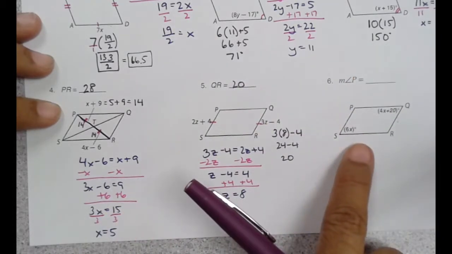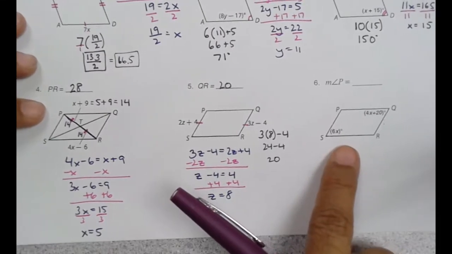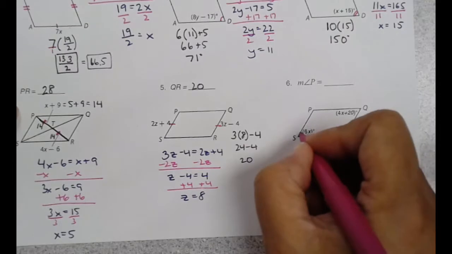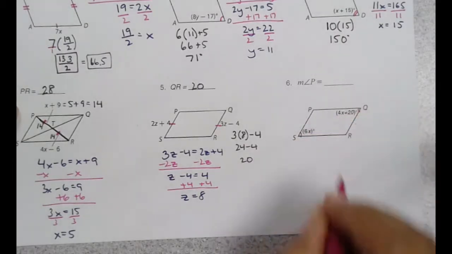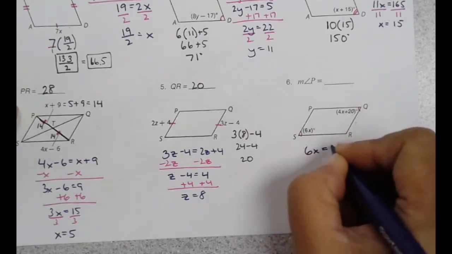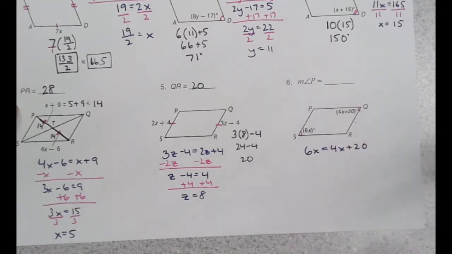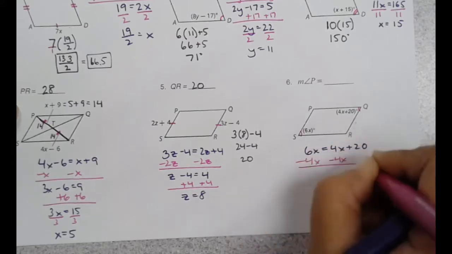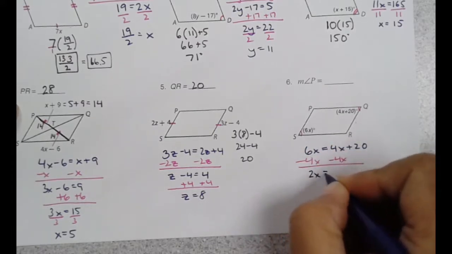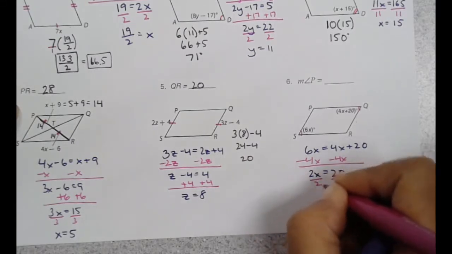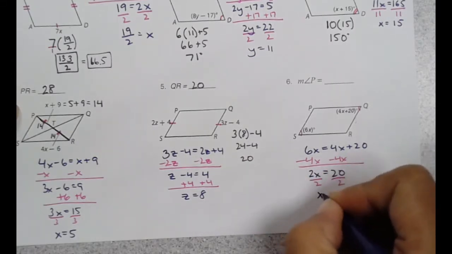We're back to an angle measure now. Angle measure. Let's see, what's inside here are opposite angles. Opposite angles are congruent to each other. They're equal to each other. So we're going to set the 6x equal to the 4x plus 20. Let's move the x's to one side, subtract the 4x. So we get 2x equals 20, and then the last step is to divide both sides by 2. And we get x equals 10.